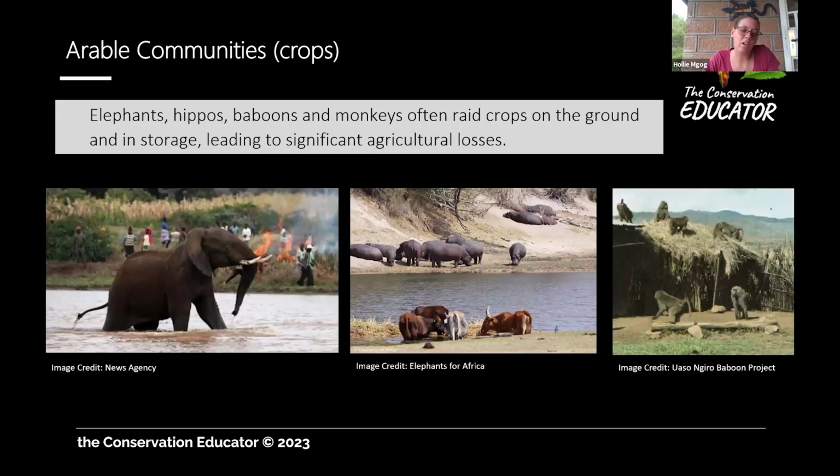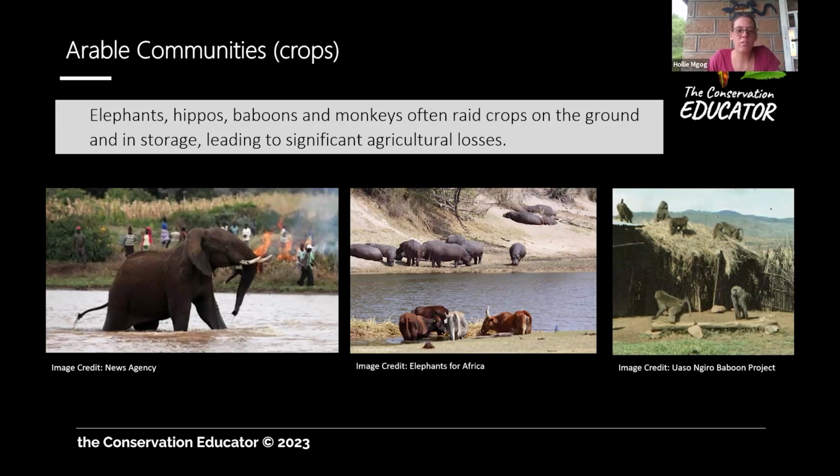Okay, what about arable communities then? Arable means crops. Who's got arable crops? Well, elephants, and we've got that same photo of the elephant being chased off. Hippos, they need to move from water up into grazing. Hippos can move 30 kilometers a night to try and find food. Now, if there's a drought, they're going to want grass, but so are people's cows going to want grass.